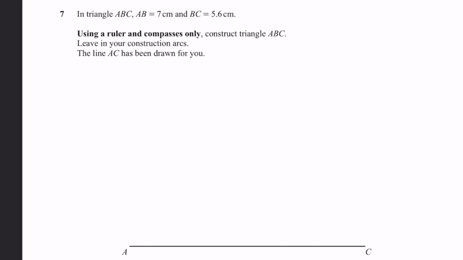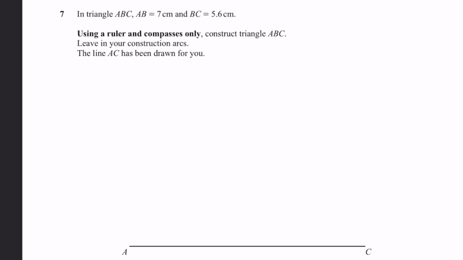Question 7. In a triangle ABC, AB equals 7 centimeters and BC equals 5.6 centimeters. Using a ruler and compasses only, construct a triangle ABC, leaving your construction arcs. Line AC has been drawn for you. I have done many similar questions in construction of triangles in my other videos, so please check those out if you want to see actually how to do this exactly. But over here, I'll just be giving the basic steps.